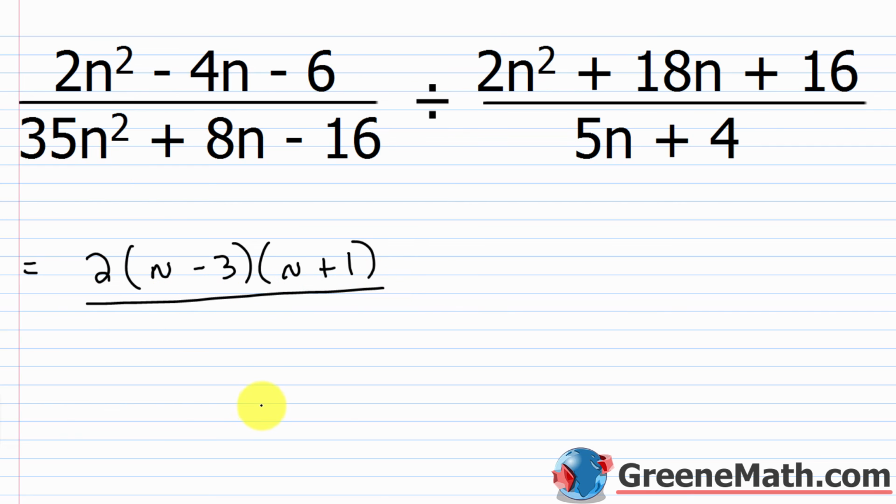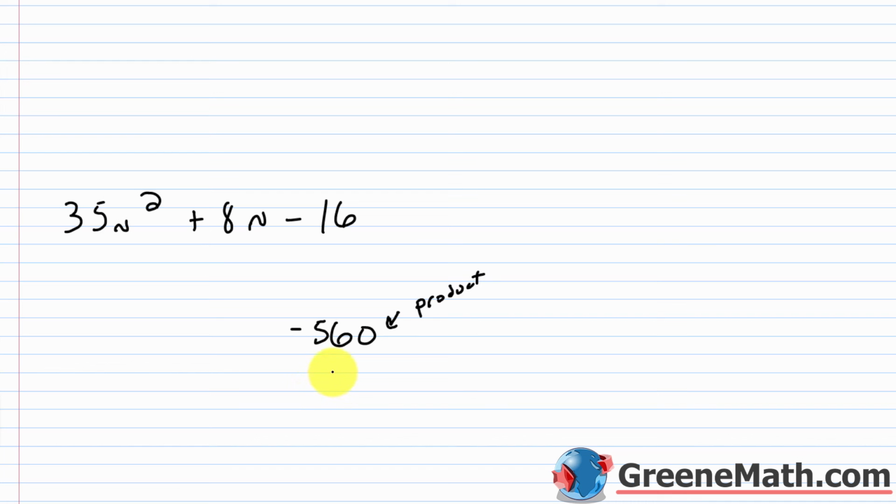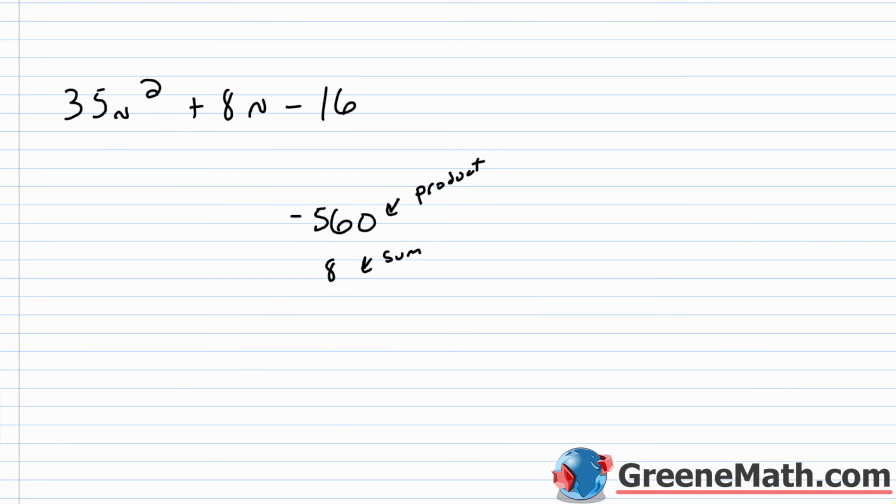I need to factor that down here because I'm going to need a little room to do that. So let's scroll down a little bit. So 35n squared plus 8n minus 16. If I multiply 35 times negative 16, I would get negative 560. And that's what I'm looking for as far as the product. For my sum, I want 8. Now, most of us do not work with 560 a lot.